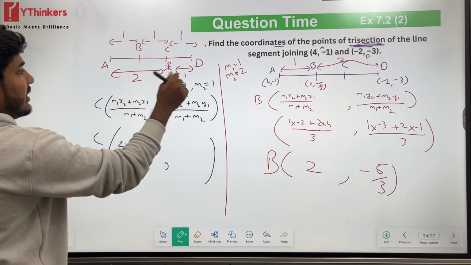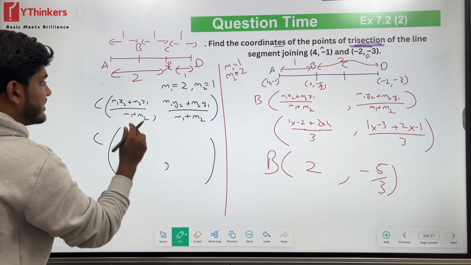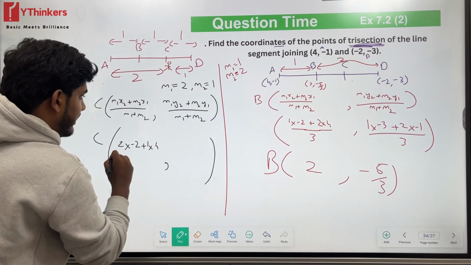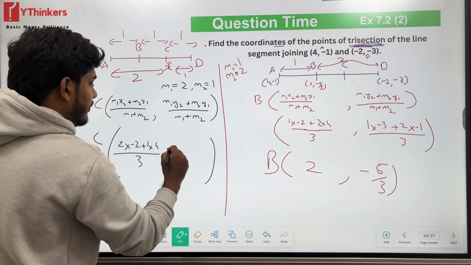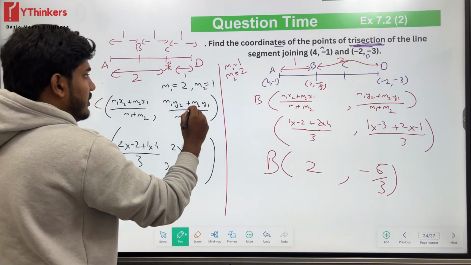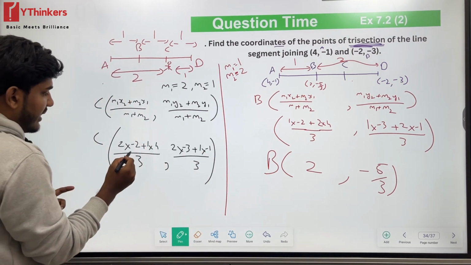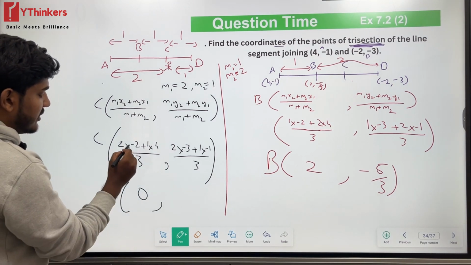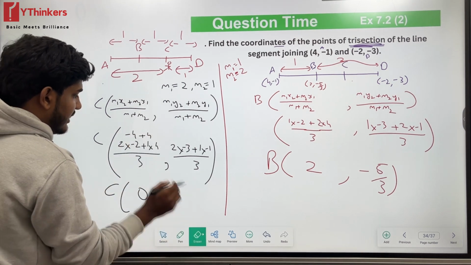2 into what is x2? x2 का वैल्यू है, मतलब D का वैल्यू -2. ओके, plus m2 is 1 into what is x1? A का वैल्यू 4 divided by m1 plus m2, which is nothing but 3. What is m1? m1 is 2. What is y2? D का y वैल्यू -3 plus m2 is 1 into y1, which is -1, divided by 3. Again इधर ही कर दूंगा. 2 into 2 -4 plus 4, so this becomes 0. Okay, because it will come as 2 into 2 minus 2 into -2 minus 4 plus 4, so this will get cancelled and it हो जाएगा 0.